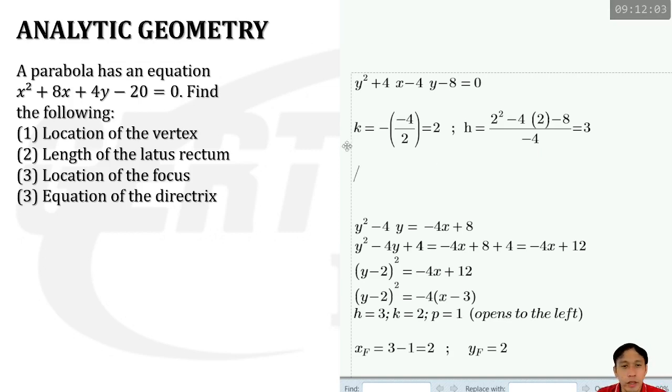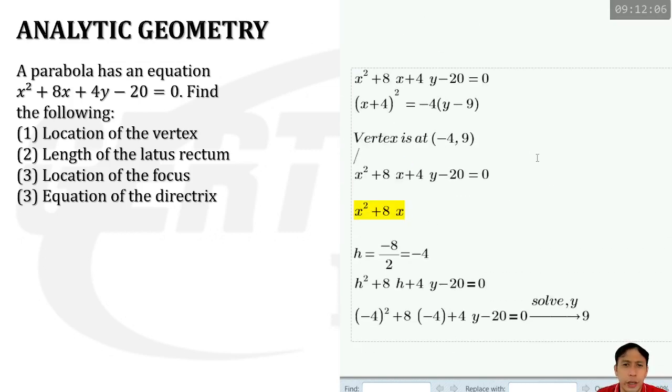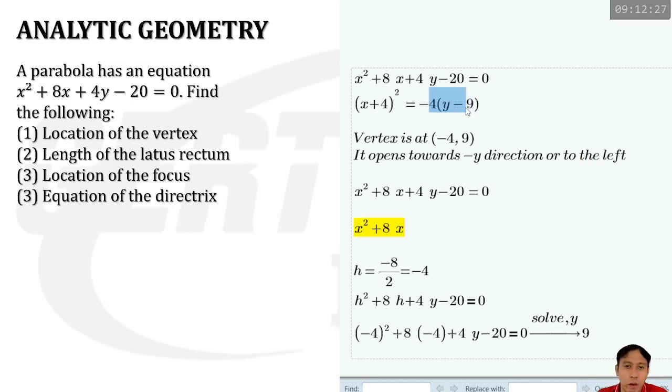And also, you could directly know the opening. It became negative, so we could say that it opens towards negative y direction, or to the left, because it became negative. Before we transfer that to the right side, it was initially positive on the left side, when it was written in general form. If you find this to be positive, it becomes negative when transferred to the right, then it opens to negative y direction.